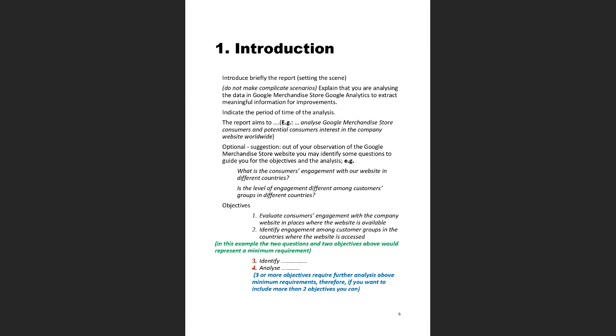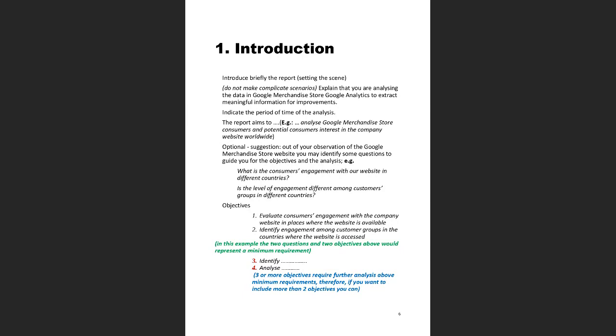Okay, let's finish here. So, as I said before, and I put here very clearly, these examples of the 2 questions and 2 objectives would represent a minimum requirement. Okay, this is to answer also this question. If you say, is 2 objectives enough to get a good mark? 2 objectives are the minimum requirement, but to get a good mark, it's not just the 2 objectives. You may have even 10 objectives.